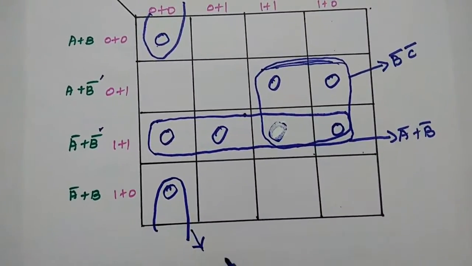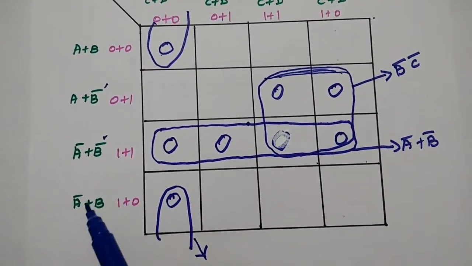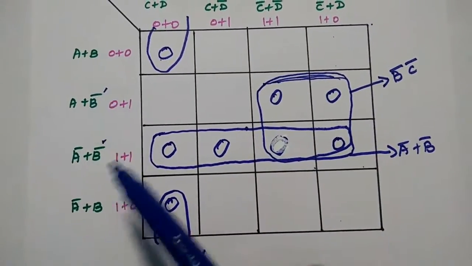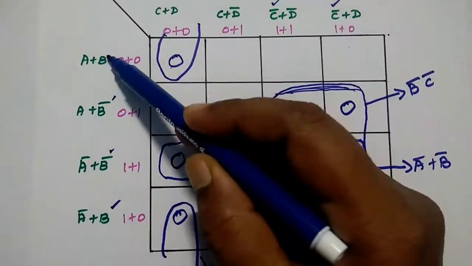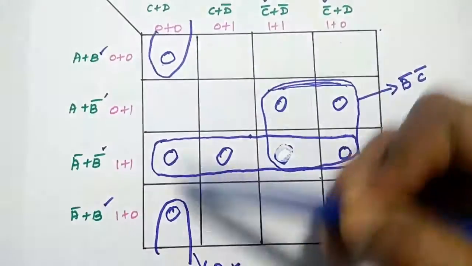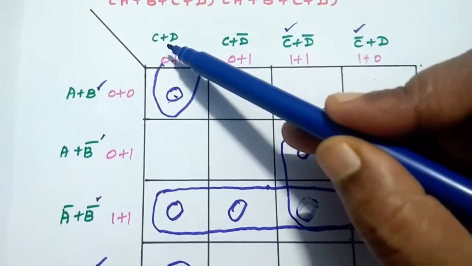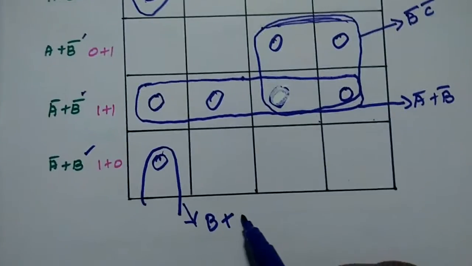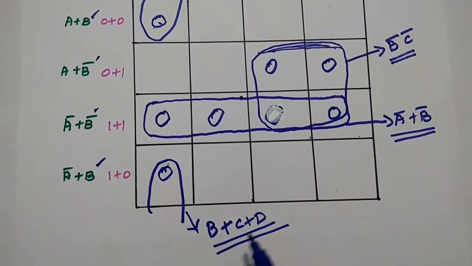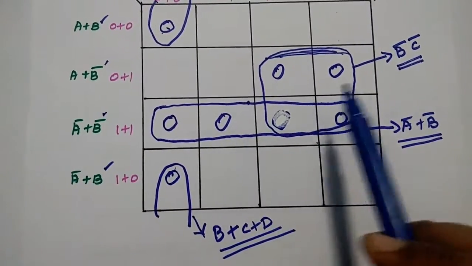So next, this one. For this group, which is the common term here? Here it is A bar, here it is A, here it is B, B. So B is the common. So we can take B plus, and on this side, for these two zeros, the common is what? C plus D. So we can write B plus C plus D. So finally we have obtained the Boolean expression for these three groups.